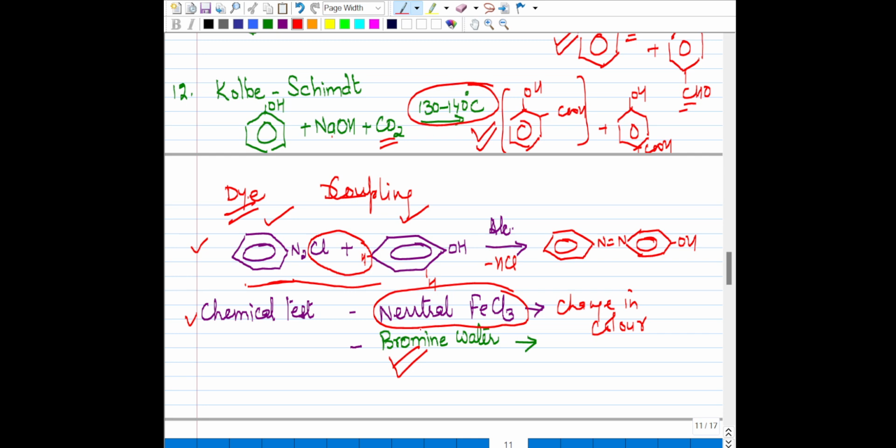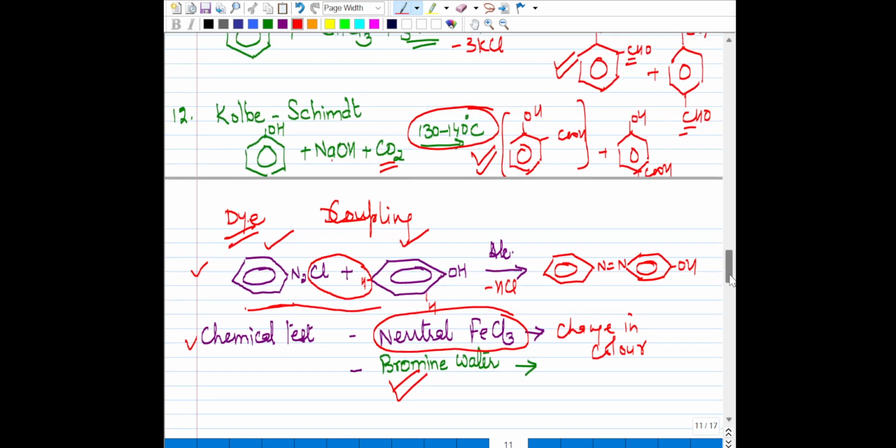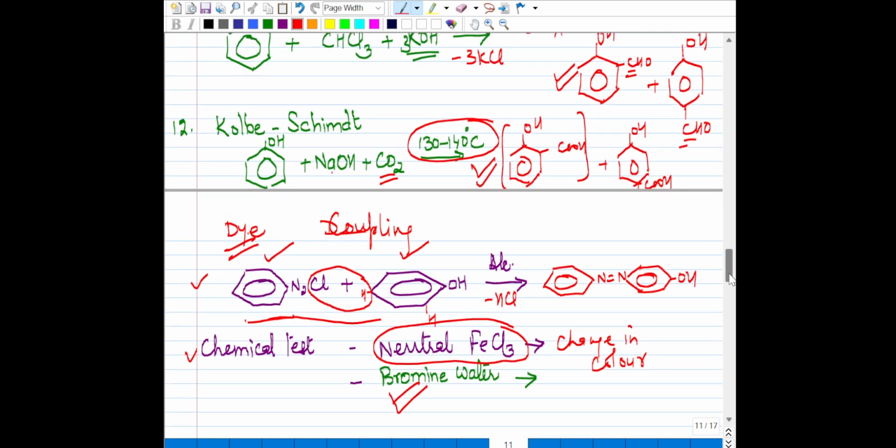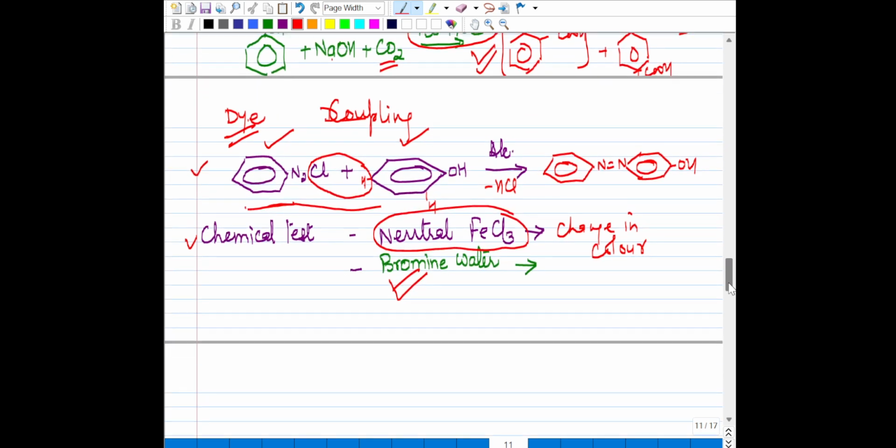So these are the chemical properties of phenol, which you should practice well. These are important reactions. Questions come on their conversions or identification, and how will you distinguish between or how will you obtain type of questions.